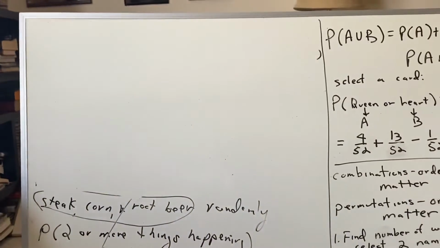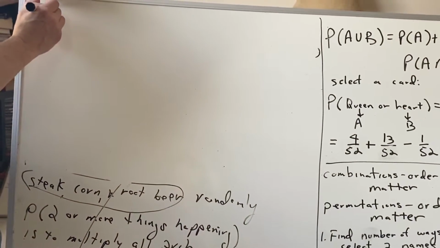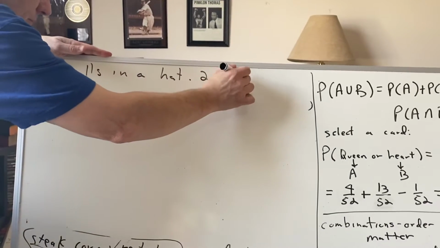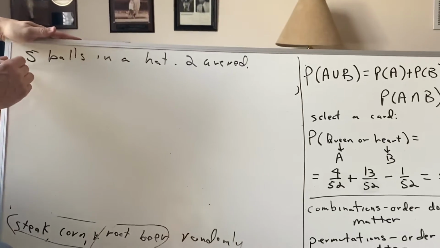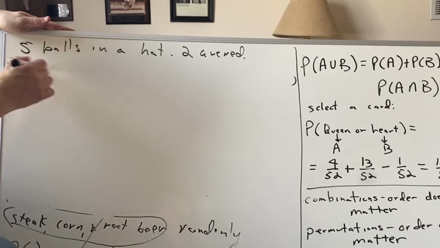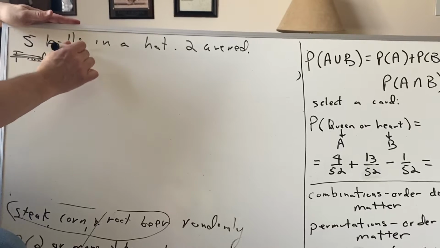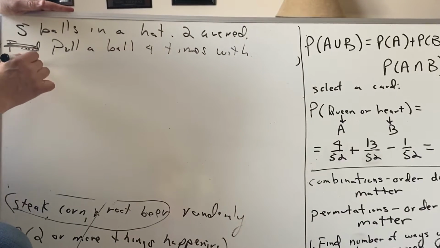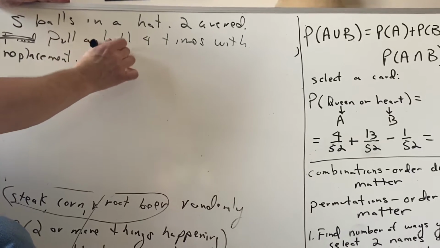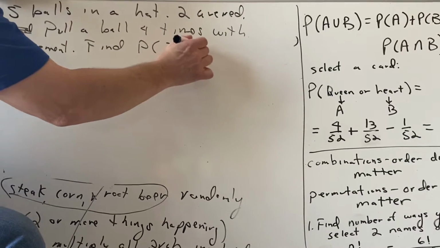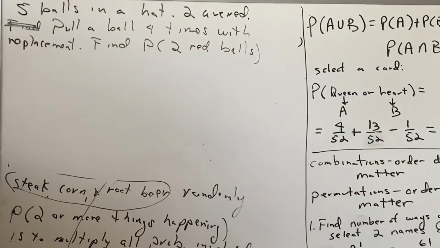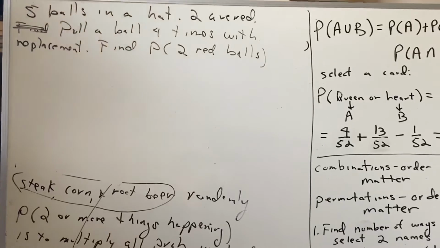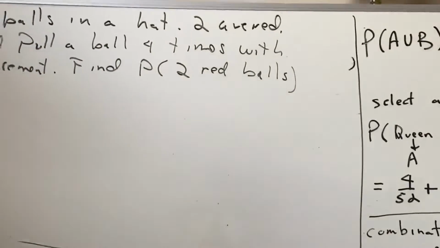So let's say that, let's assume that we have five balls in a hat, two are red, and we want to find, okay, so we're going to pull a ball four times with replacement, and we want to find the probability of getting two red balls. Okay? Five balls in a hat, two of them are red. It doesn't matter what the other ones are. Maybe they're blue, something else, but they're non-red. We're going to pull a ball four times with replacement, meaning we're going to replace the ball each time. Find the probability of two red balls.